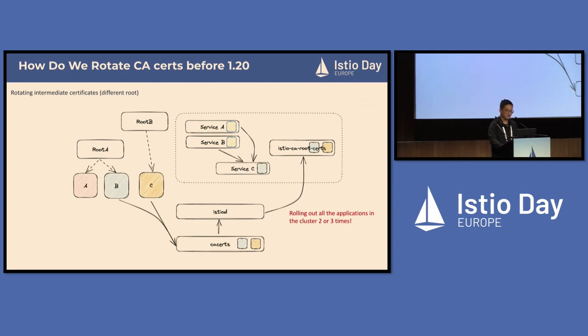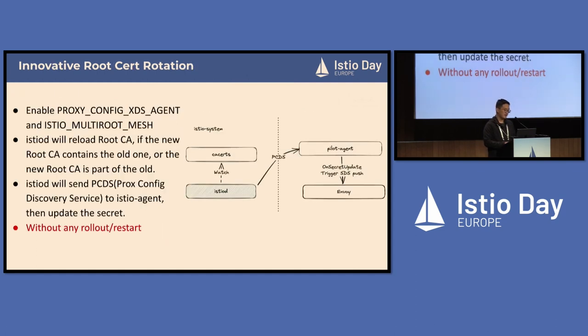Let's take a look at our new, very little invocation. So here's the key thing for reloading a root CA without any downtime. First, this new feature is guarded by two feature gates. One is the proxy config XDS agent, and the other one is istiod root mesh. With this enabled, istiod is allowed to send a PCDS to the istio agent when the root CA is changed.